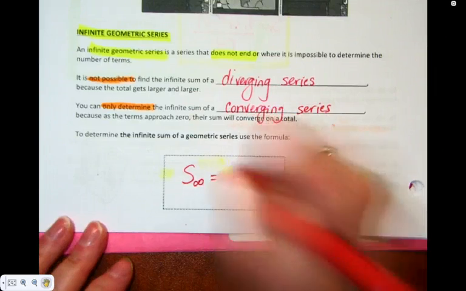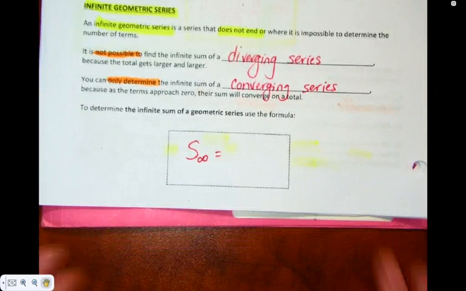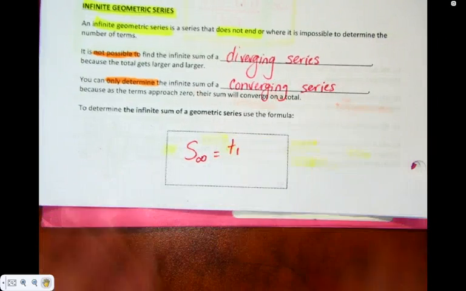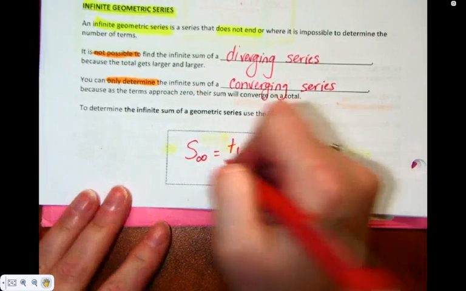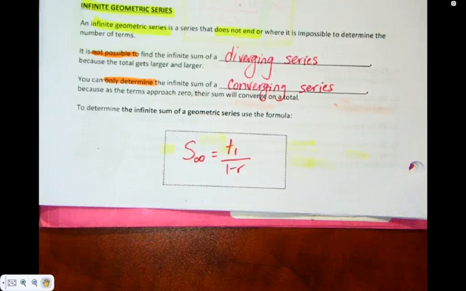Remember the scary formula from yesterday? Remember that one? Oh, check this one out. T1 divided by 1 minus R. That's it. Sum to infinity. T1 divided by 1 minus R.